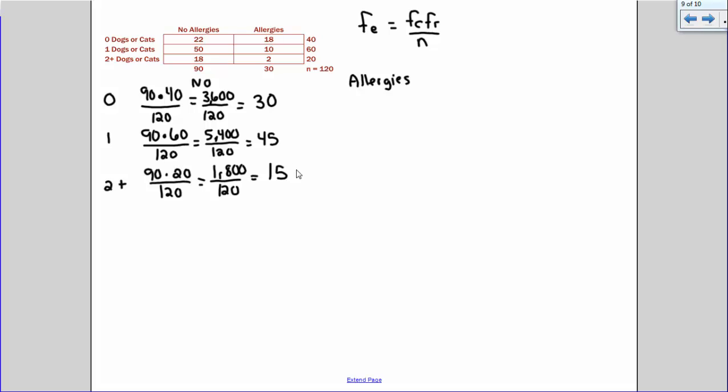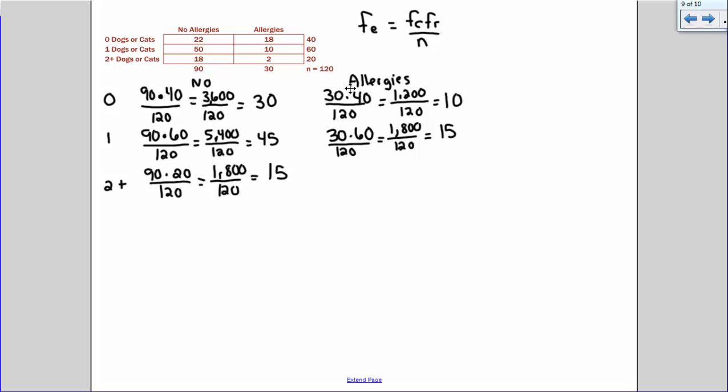All right, now let's look at allergies, no cats or dogs. So we have 30 is the column total times 40 is the row total divided by 120. 30 times 40 is 1,200. Divided by 120, and you get 10. Next group, allergies, 1 cat or dog. The column total is 30 times the row total is 60 divided by 120. 30 times 60 is 1,800 divided by 120, and you get 15.